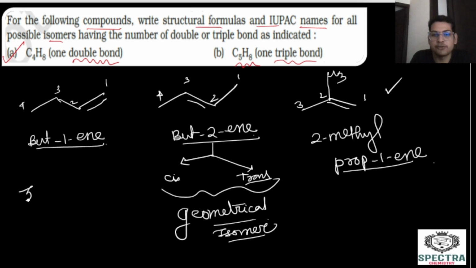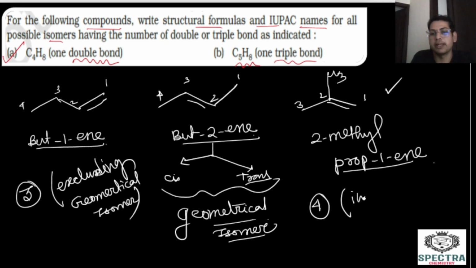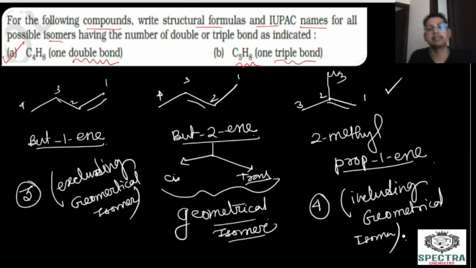So the answer will be 3, excluding stereoisomers. Or you specifically write, the answer will be 3 excluding geometrical isomers. Or if you want to include geometrical isomers, then the answer will be 4 including geometrical isomers. So this is the way you have to do this.